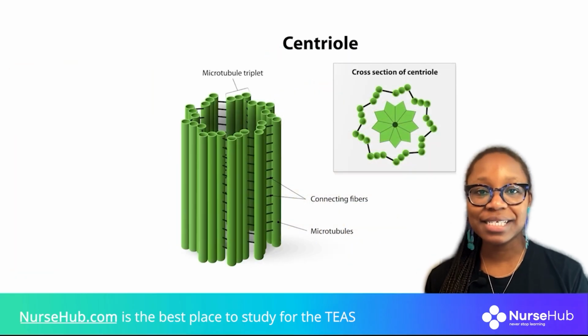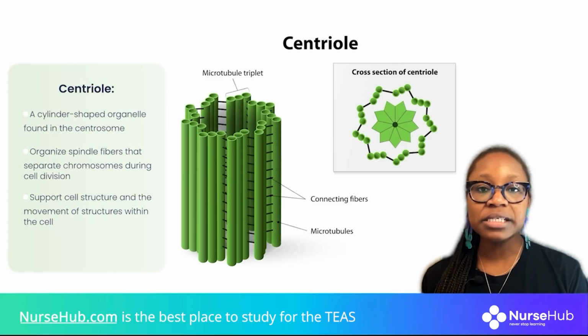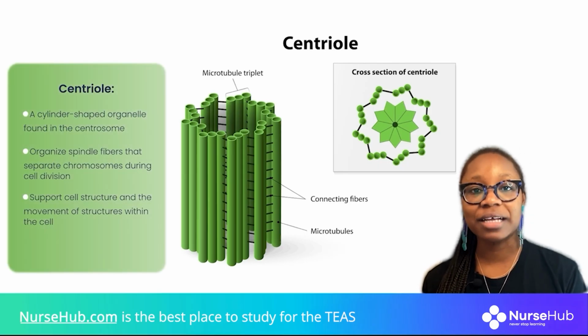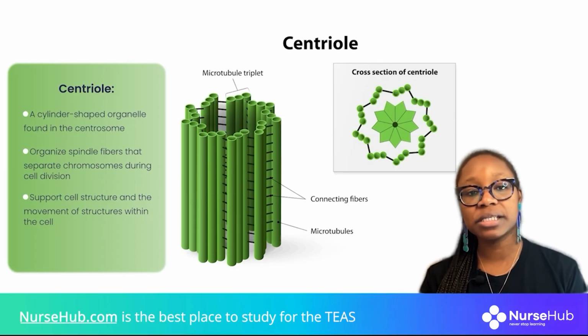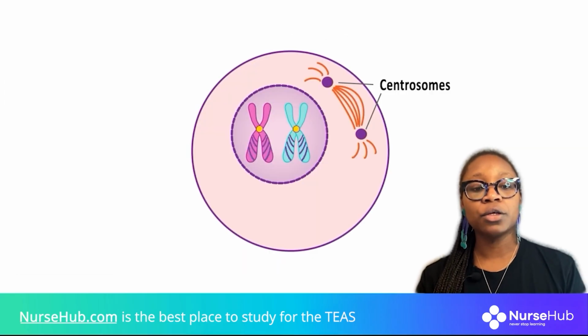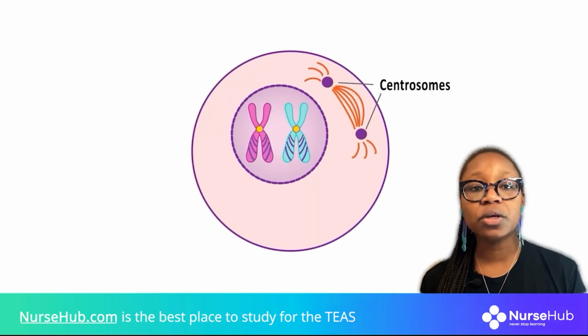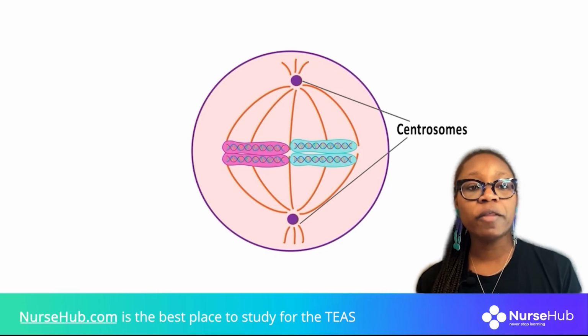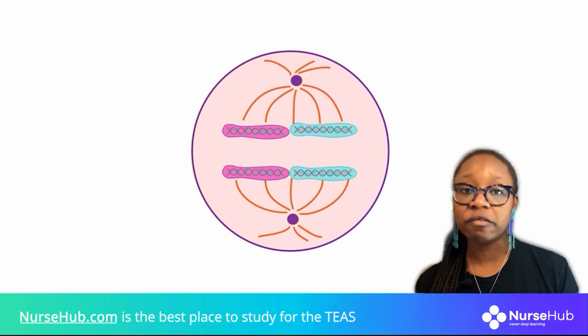All right, now let's discuss centrioles. Centrioles are small cylindrical structures found in most eukaryotic cells. They play an important role in cell division and organization of microtubules in the cytoplasm. During cell division, centrioles replicate, duplicate, and move to opposite ends of the cell, where they help organize microtubules into spindle fibers.